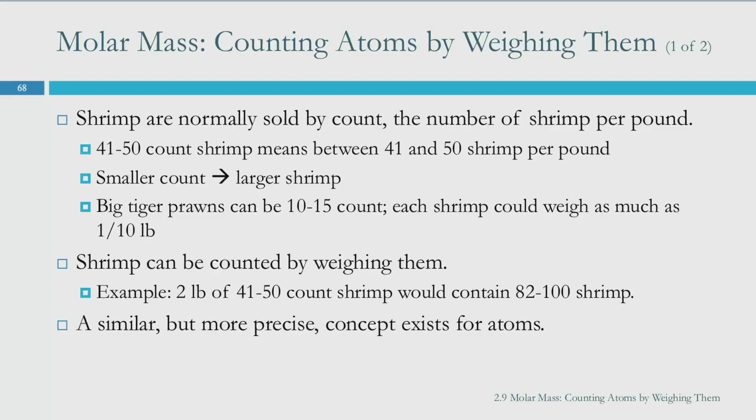So this carries us into molar mass. Molar mass is a concept that we will be using a lot throughout the class, and we're going to use shrimp as an analogy. So shrimp, you may know, are normally sold by count, the number of shrimp per pound. 41 to 50 count shrimp means between 41 and 50 shrimp per pound. A smaller count means larger shrimp. For example, really large shrimp might be 10 to 15 count. So that would be 10 to 15 shrimp per pound. That's a big shrimp.